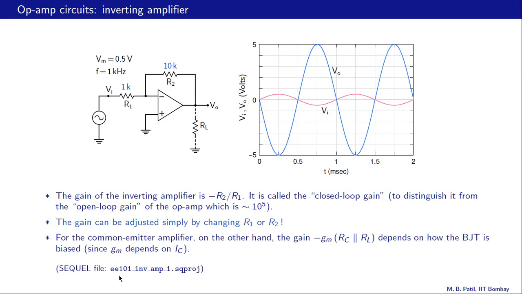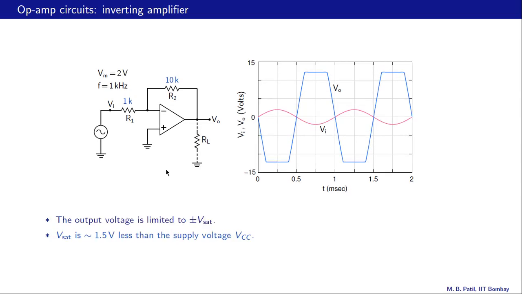There is a ready-made circuit file which you can check out and generate these results and change this resistance value and so on. So we have seen that an inverting amplifier provides a gain of minus R2 by R1. However, there are some limitations that we need to understand.